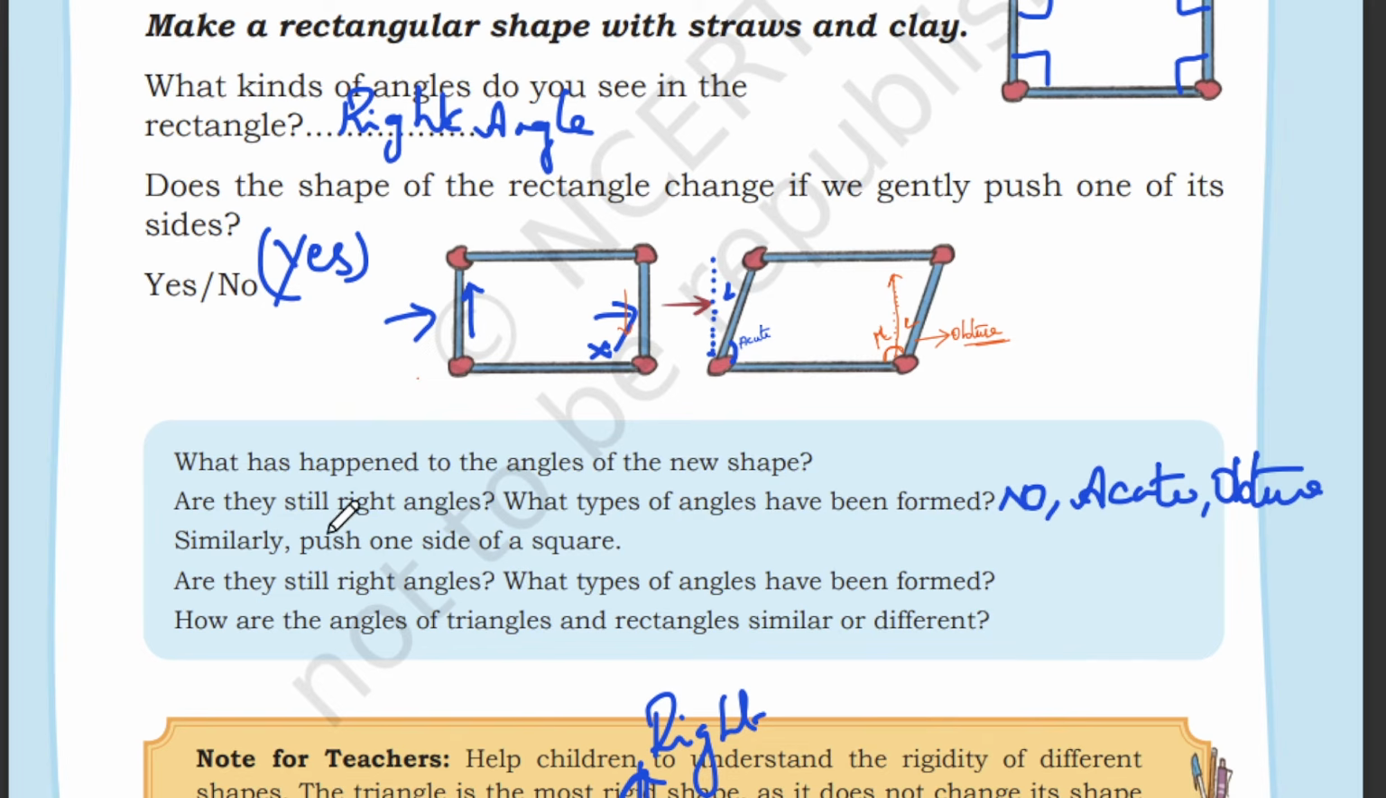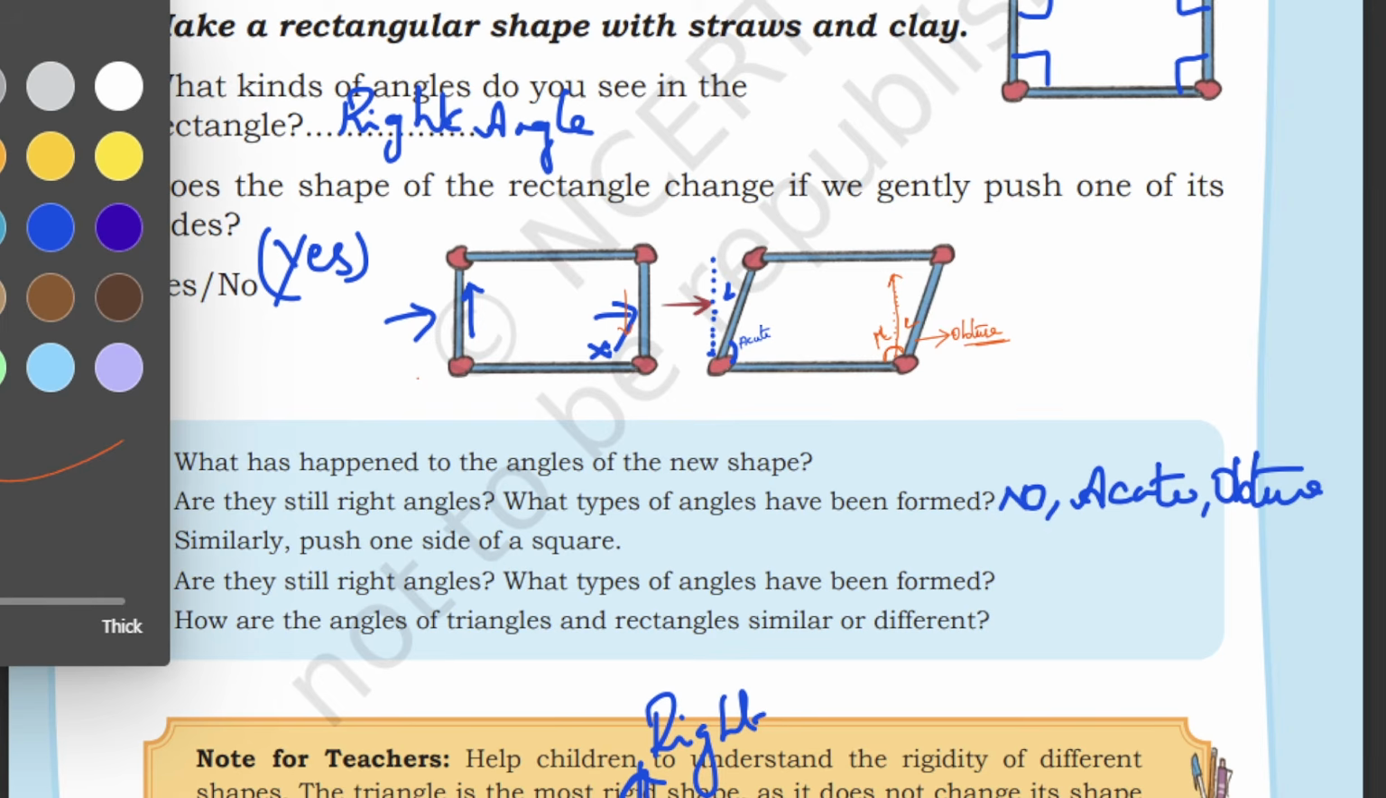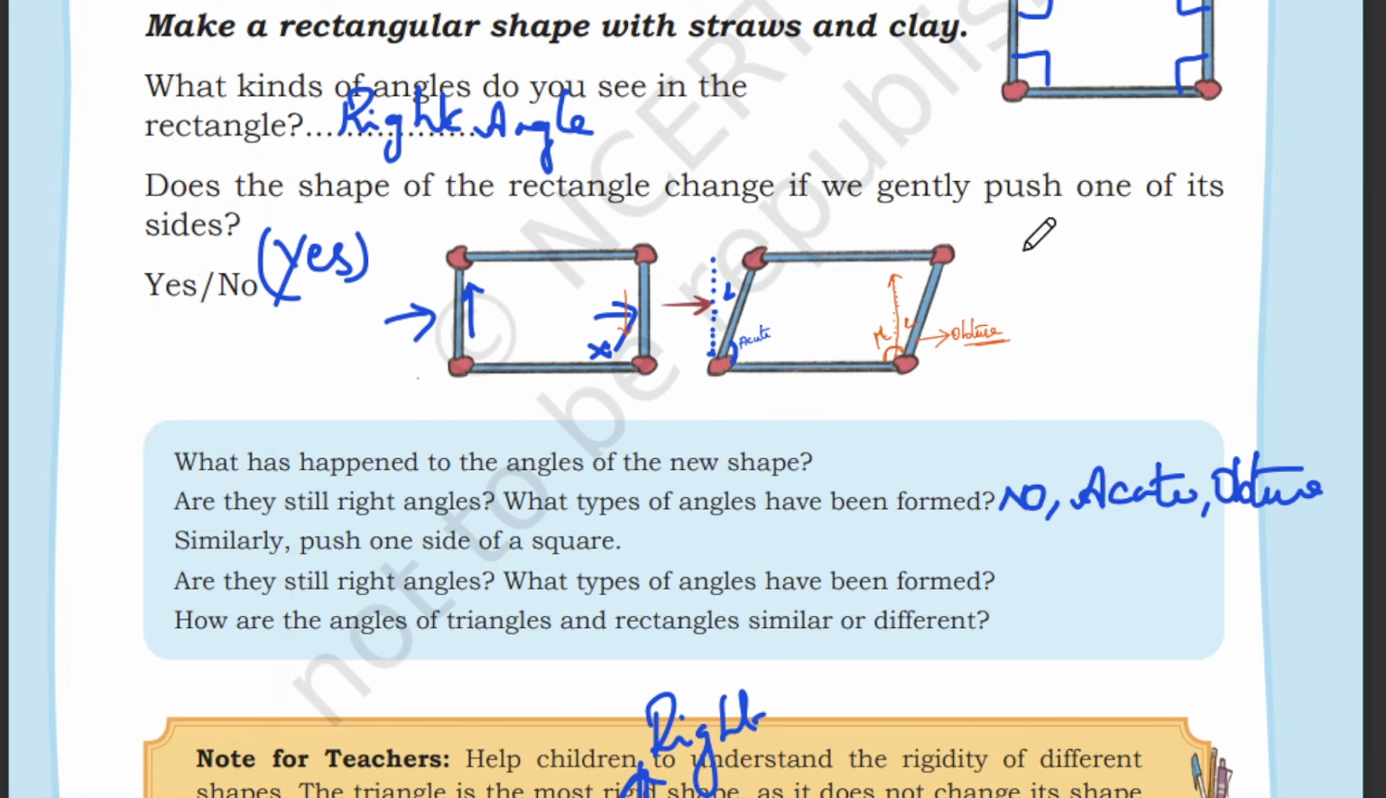The next one, similarly push one side of the square. For example, this is the square shape. All sides are equal. Again you will get right angles. If you simply push the square slightly, you will get these shapes. Again here you will get an acute angle, and here you will get an obtuse angle.